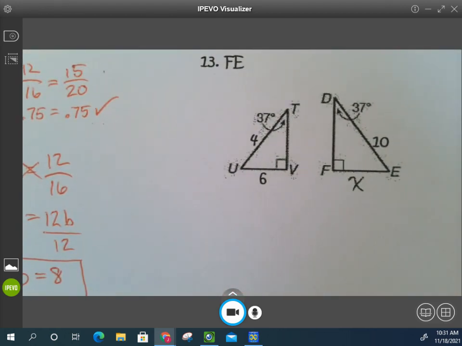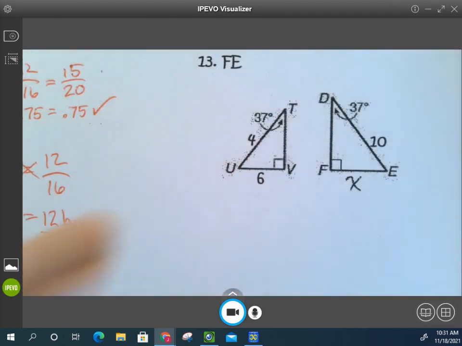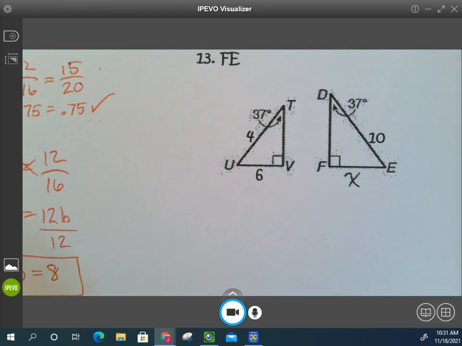And we have two triangles. I do know information about sides. I do know some information about angles. So how can I prove these are similar?